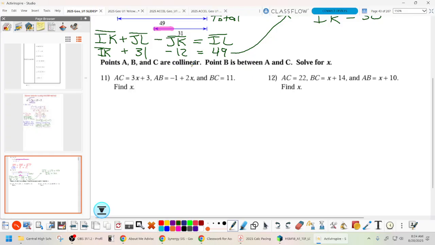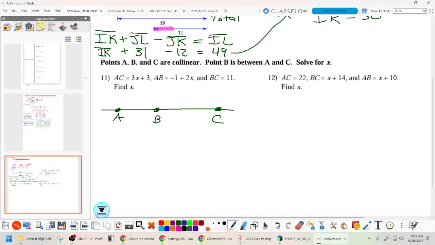Collinear means on the same line, so draw a line. It says A, B, and C are collinear with B between A and C. So it does not matter where in there you put B, it just has to be in the middle. So there's the representative picture. Now we are given some information to label. So you need to draw a picture and then label.